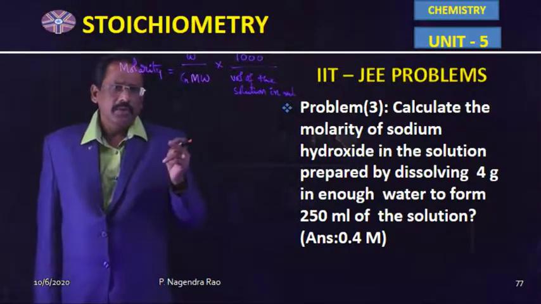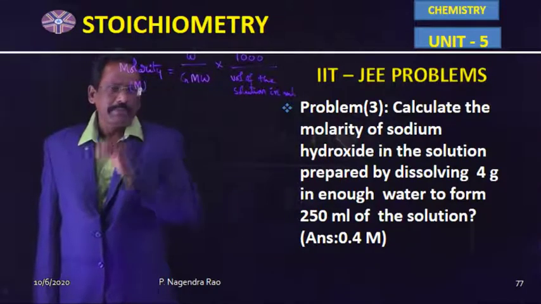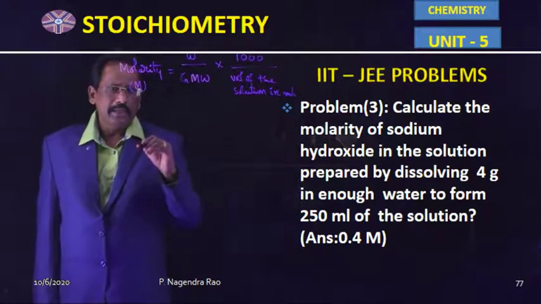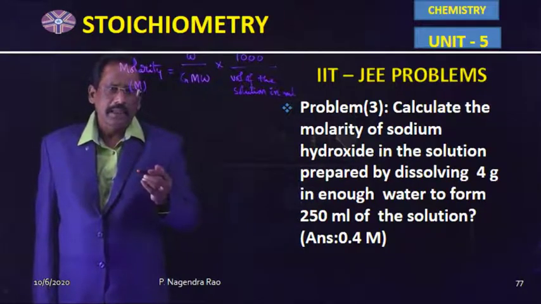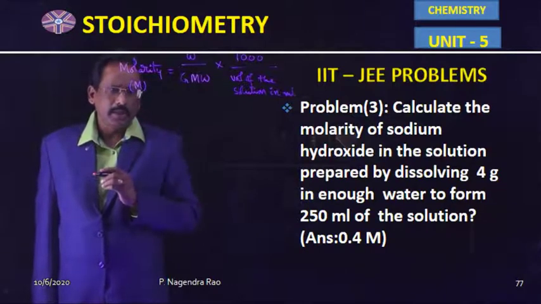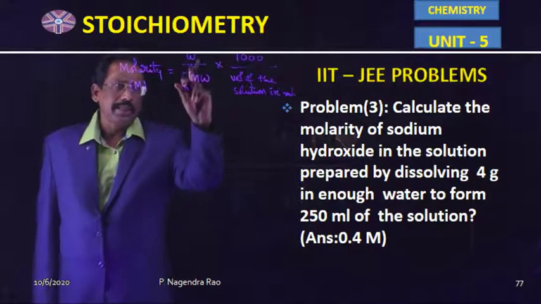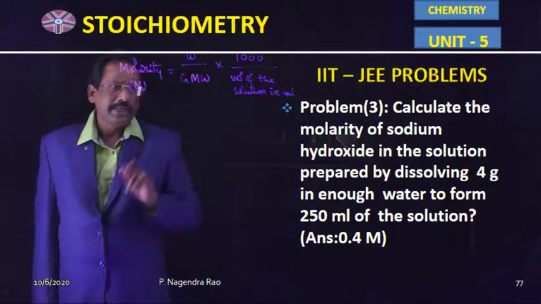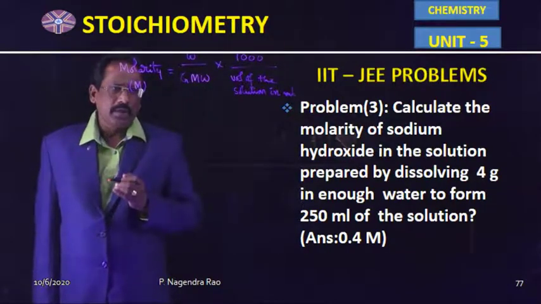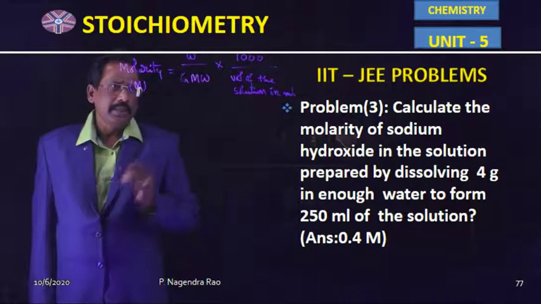The molarity symbol is capital M, and the mole fraction symbol is capital X. Mole fraction is independent of the temperature, but molarity depends upon the temperature. So the formula used to calculate the molarity of the solution is the weight of the solute divided by the gram molecular weight of the solute, into 1000 by the volume of the solution in milliliters.